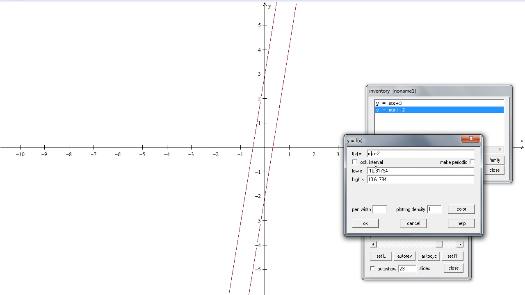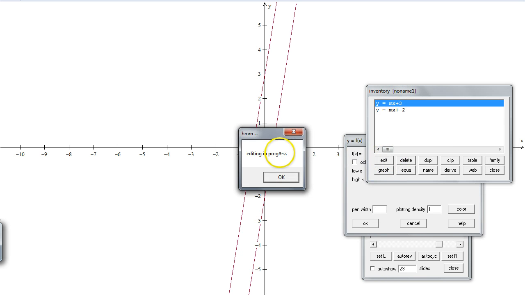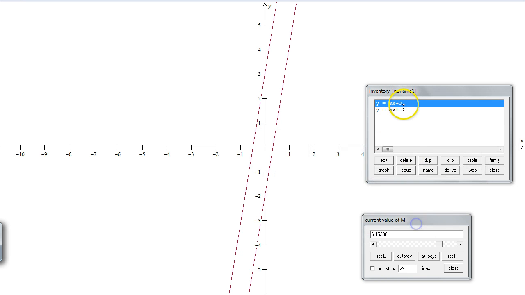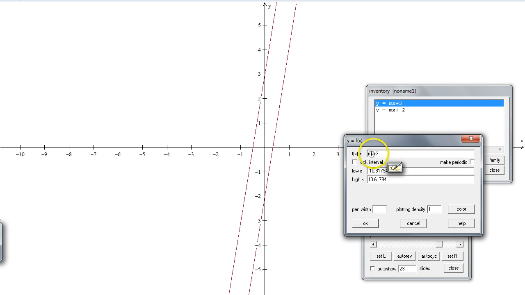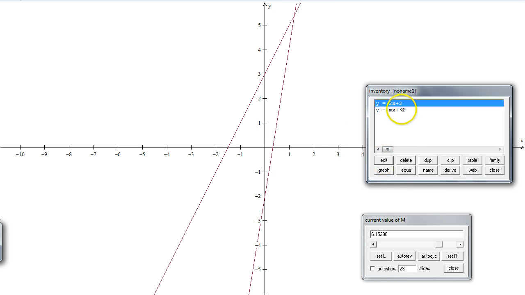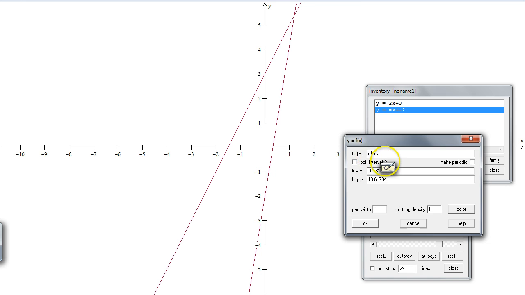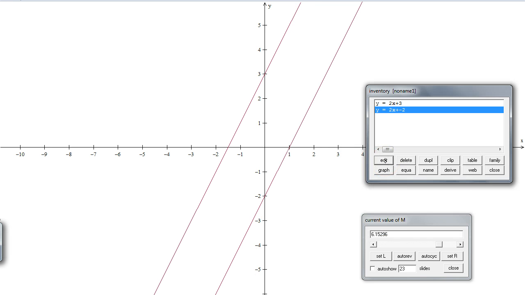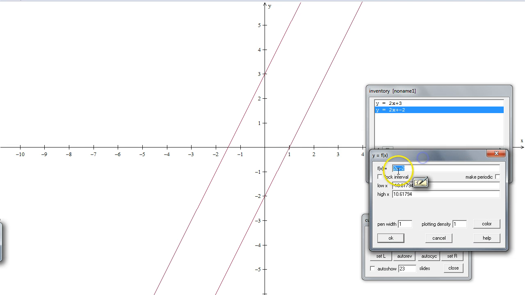Okay, let me do this a little bit differently. How about instead of m, I'm going to change this to 2. Now, I want these two lines to be perpendicular. So what can I do to the second line so that they're perpendicular? 2 times what gives you -1? Yes, -1/2, right? You need to change that 2 into -1/2.